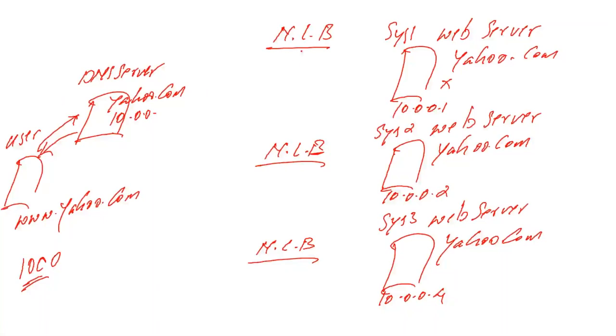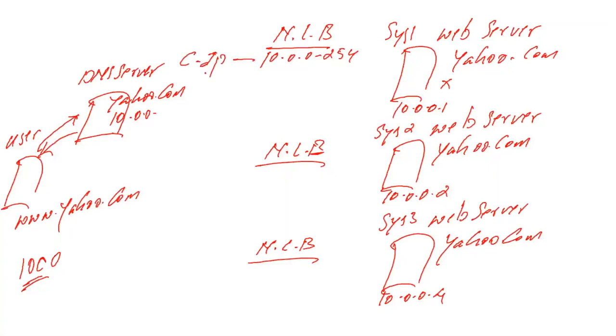Now what we have to do: first, these are the physical IPs given to my physical machines here, but we have to take one virtual IP. We have to take one public IP, and on this IP we have to make clustering. So we purchase one public IP from the ISP. For example, the ISP gives me the public IP 10.0.0.254, right? And make this IP a cluster IP.